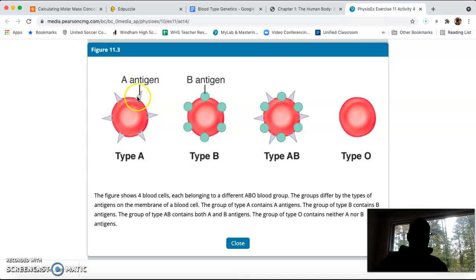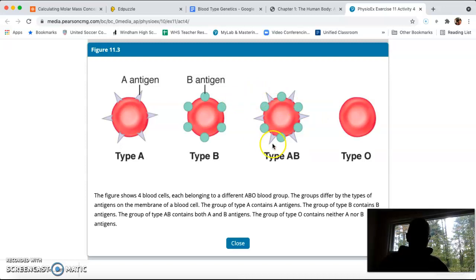So if my mother, for example, had type A blood, that means that all of her red blood cells contain the A antigen on their surface, and her immune system recognized only blood with the A antigen as belonging to her, and she would have antibodies against anything that wasn't the A antigen. Now, the B antigen would show up in someone with type B blood, and that is a different glycoprotein that the immune system of someone with type B blood would recognize as their own.